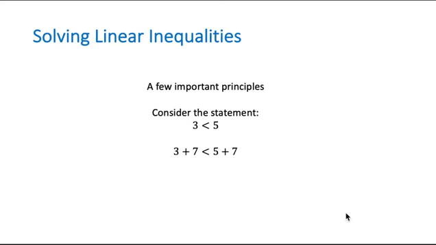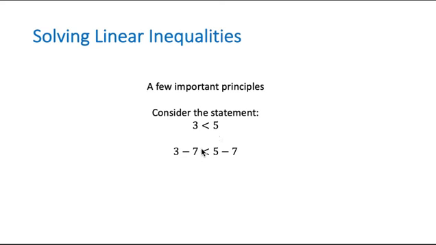So a couple things. Can I add the same number to both sides of that inequality and maintain the truth of that inequality? So for example, if I added 7 to both sides of the inequality, then I get 10 on the left and 12 on the right, and 10 is indeed less than 12.